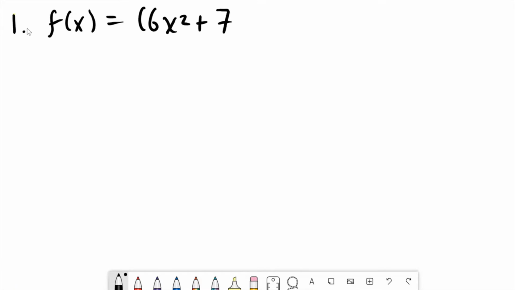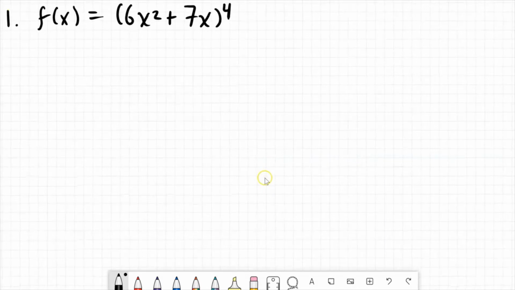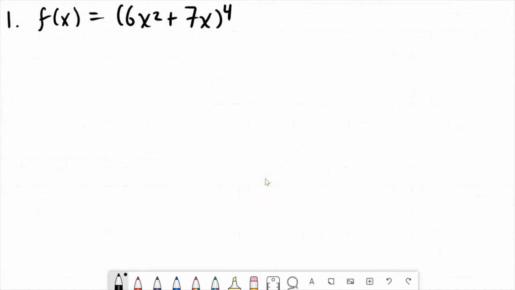Number 1. I want to find the derivative of this function. There we go. So this is our very first one. So let me zoom out a lot more. There we go. Derivative of f.